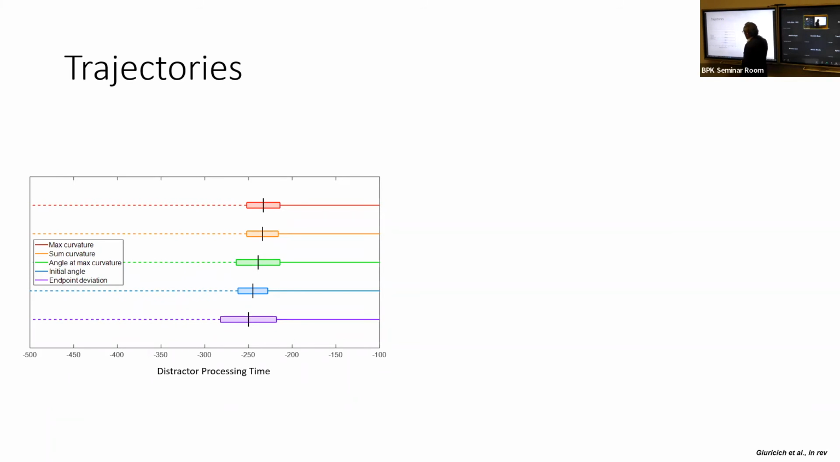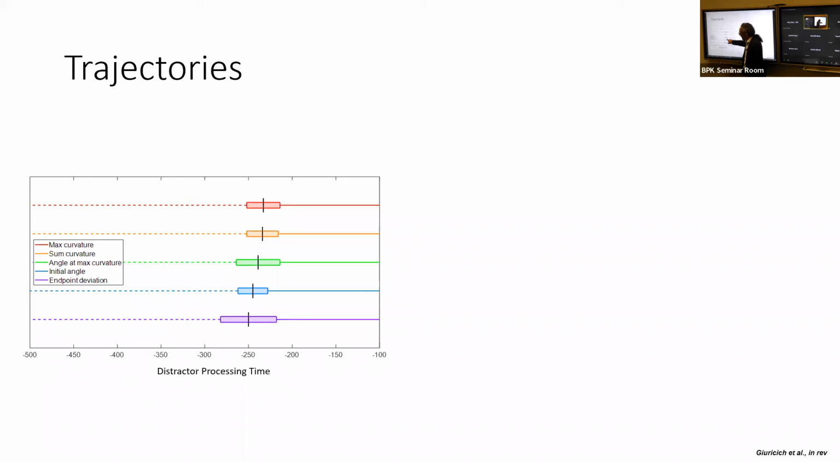There's, as I said, a number of metrics that we can use. Three are involved with curvatures, but again, we're only going to focus on sum curvature. Two of them are involved with the vector representation for that saccade: initial angle and endpoint deviation. Initial angle is when you fire off the first 20% of the movement, what is that angle? And endpoint deviation is the endpoint relative to the target. So we're going to look at sum curvature and initial and endpoint deviation separately.